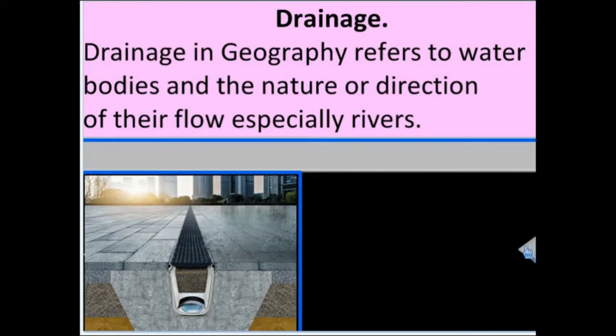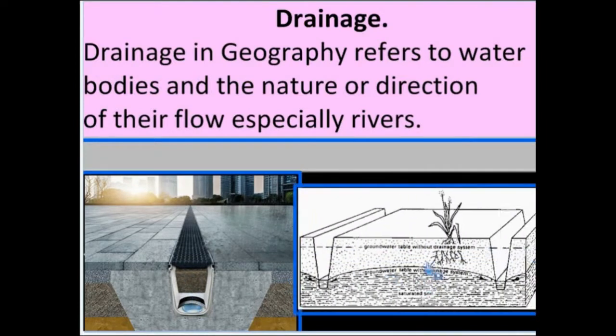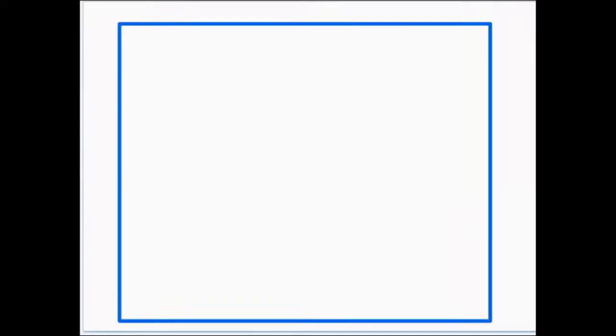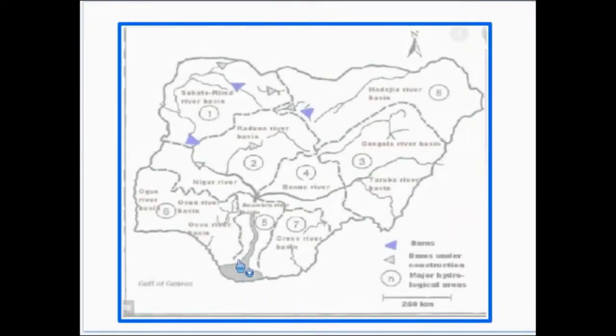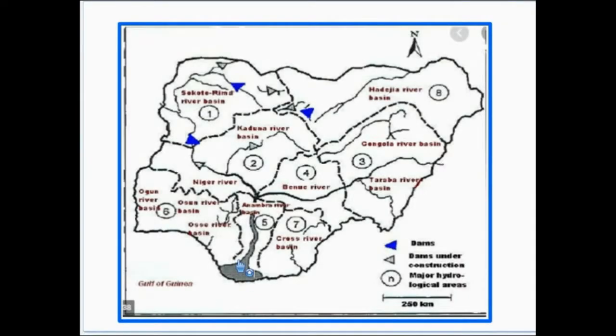Here again is another picture that shows that water here does not have a good drainage system, so that is why you have water settling here. So this is the layman's knowledge of drainage. But in geography, drainage has to do with this map of Nigeria.